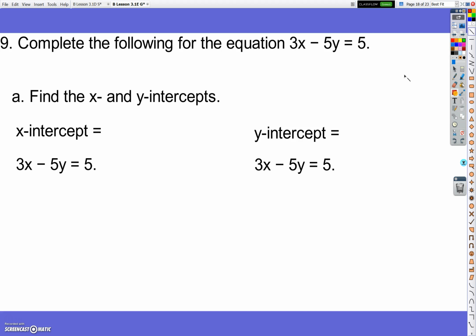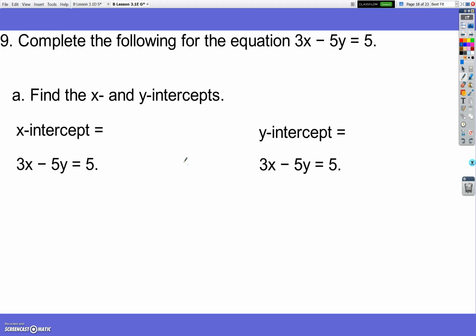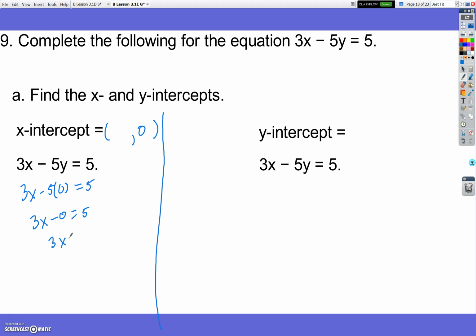Alright, let's go ahead and look at this one. It says complete the following equation. 3x minus 5y equals 5. I want you to find the x and the y-intercept. So, I know I've said this a bunch of times, but we're going to plug in 0 for y here. So give me 3x minus 5 times 0 is equal to 5. This will give me 3x minus 0 equals 5, which will be 3x equals 5. And when I divide both sides by 3, I will get x is equal to 5 over 3.